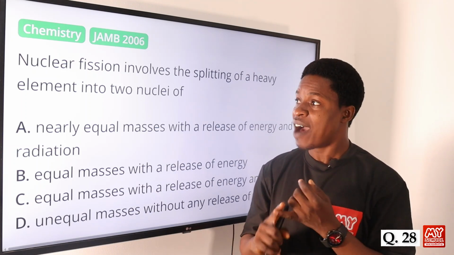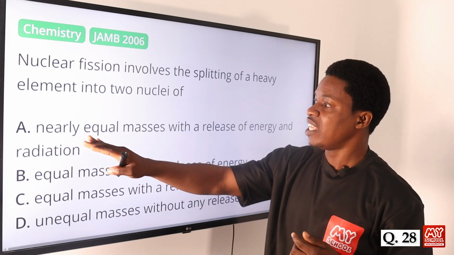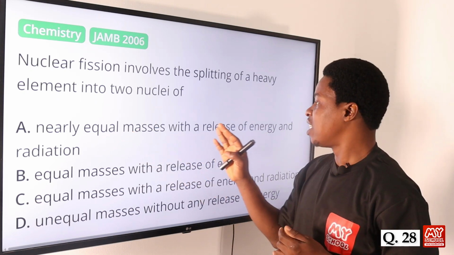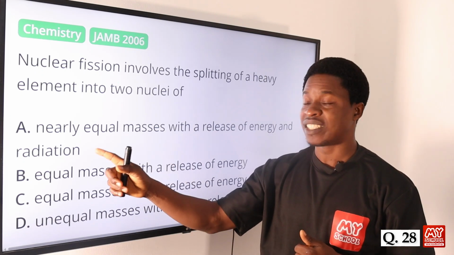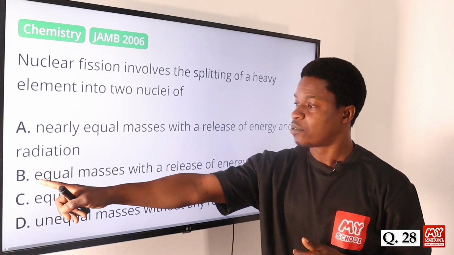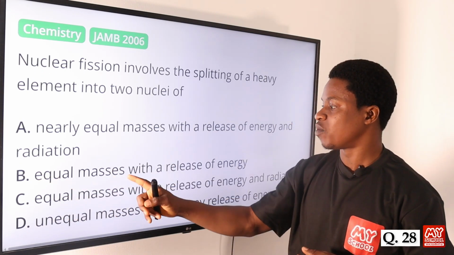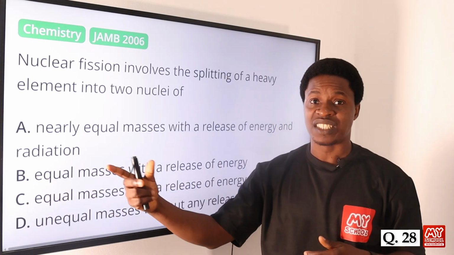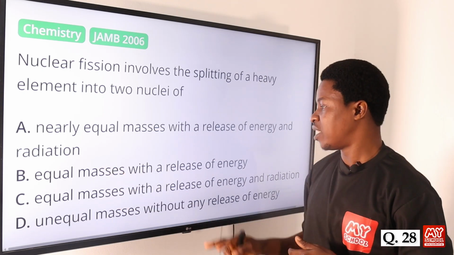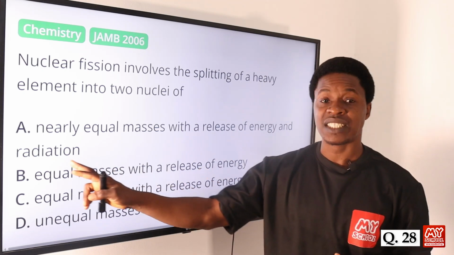So option A says nearly equal masses, yes, with a release of energy, yes, and then radiation for sure. That is more likely. Let's look at other options. Option C says equal masses with a release of energy. In most cases, we don't have equal masses, so this will not be. There's a release of energy, yes, but the masses are not always equal.